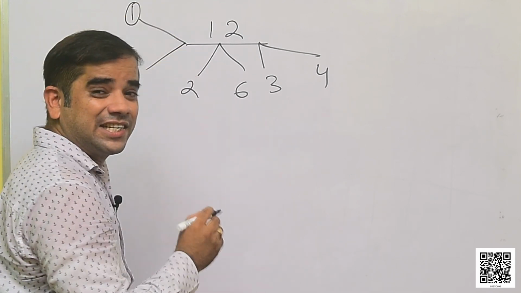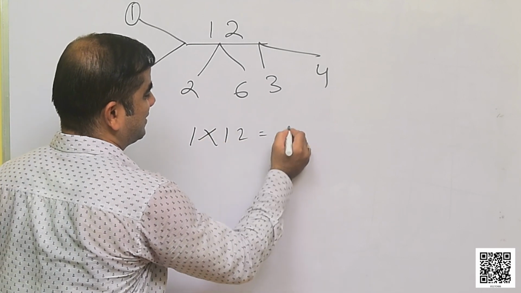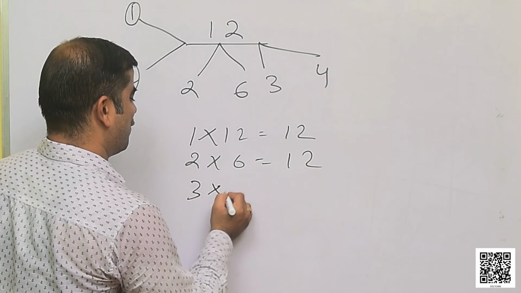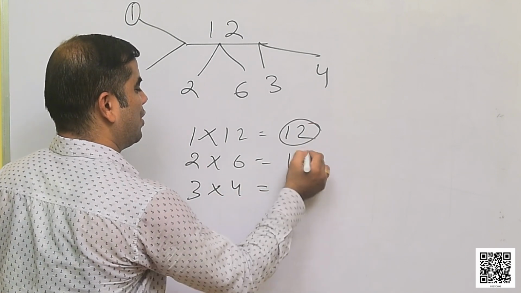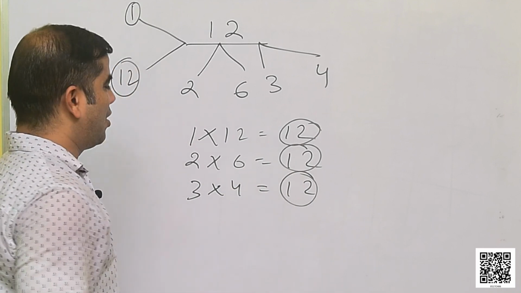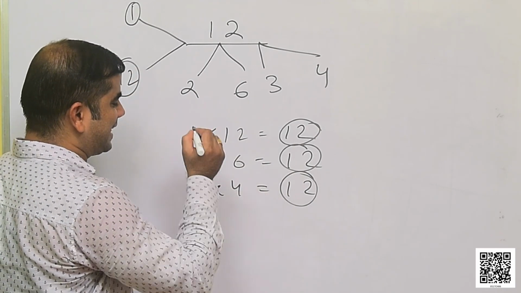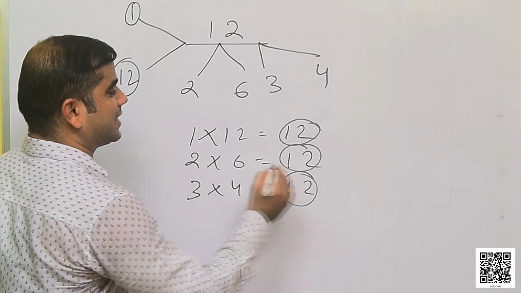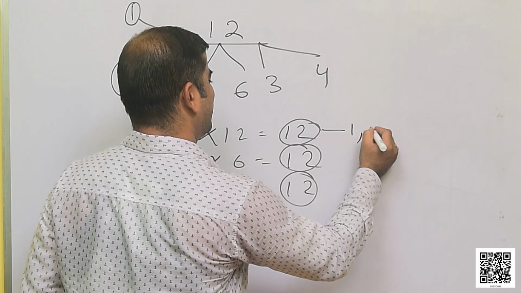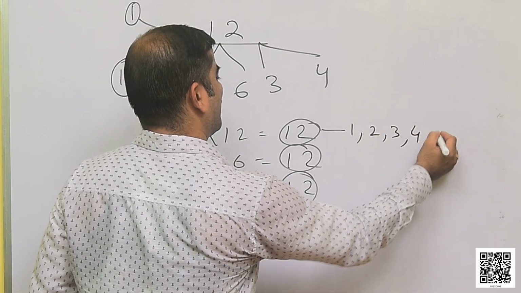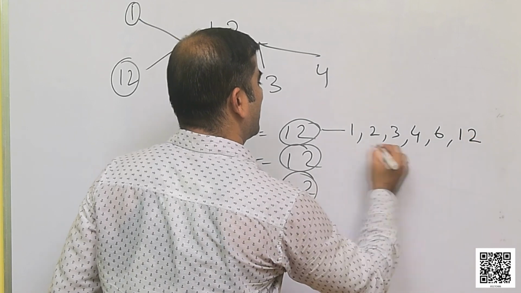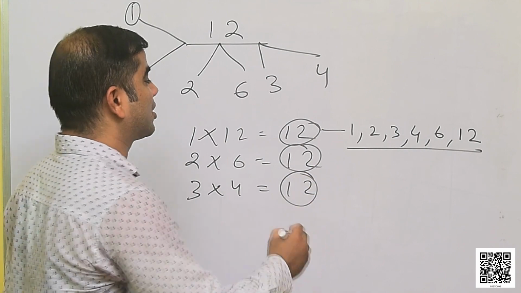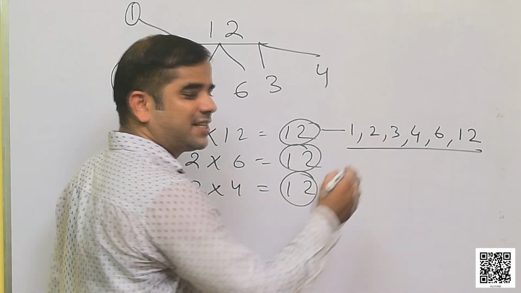So why is it so? 1 12s are 12, 2 6s are 12, 3 4s are 12. So 12 is a common multiple of 1, 12, 6, 2, 3 and 4. These are the factors. So what are the factors? 1, 2, 3, 4, 6 and 12. These all are the factors of 12, and 12 is called the common multiple of all these numbers.